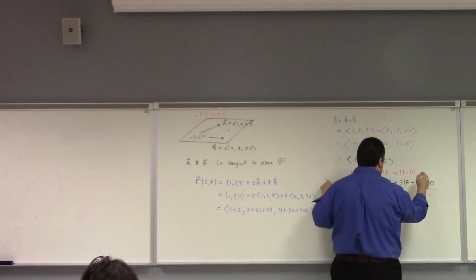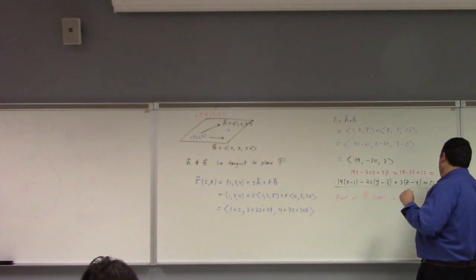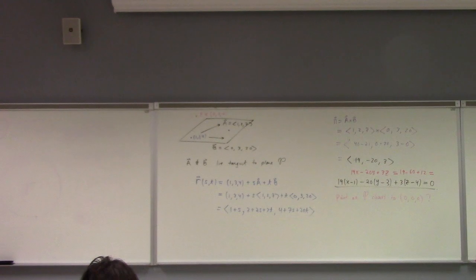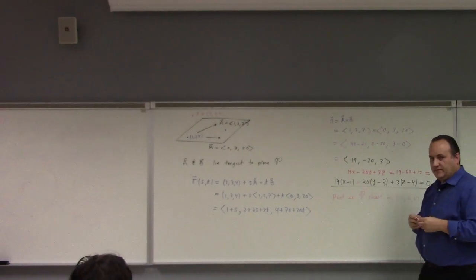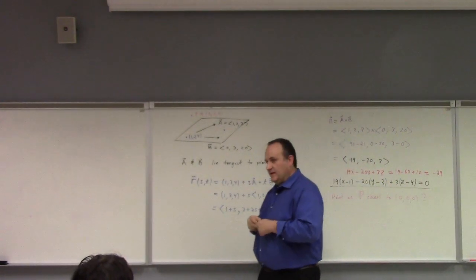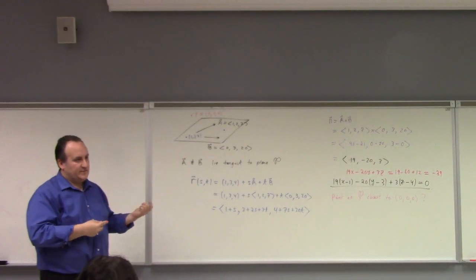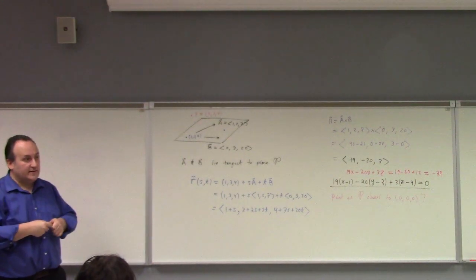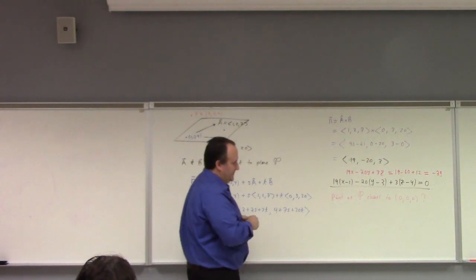19 minus 60 plus 12, also known as what? Negative 29. So is the origin on this plane? The answer is no. This plane does not go through the origin. If the plane goes through the origin, when you solve it for the variables on one side, you have to get 0 on the other side, all right? So this, what I just wrote, makes it manifest that no, that's not on the origin.